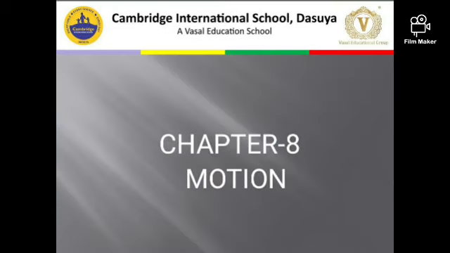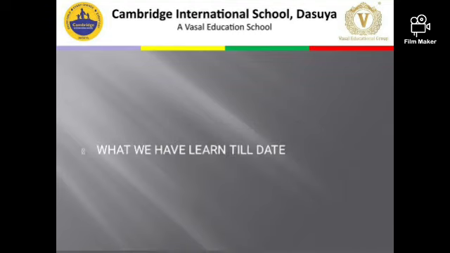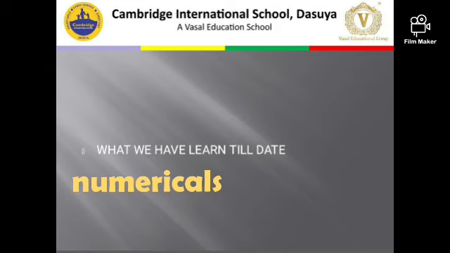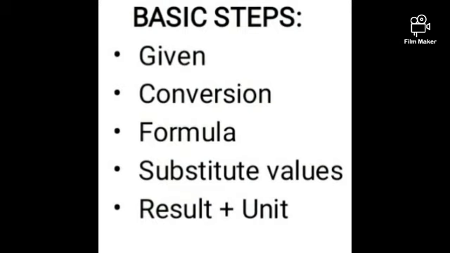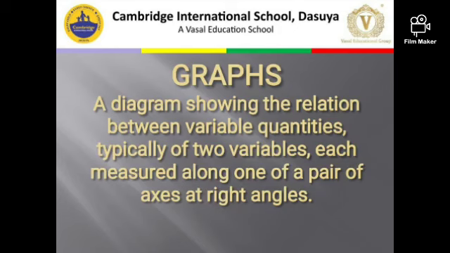So, before continuing the next topic, let's revise the topic which we have done previously. We understood what numericals are, how to do them, and we did numericals based upon distance, displacement, then based upon velocity, speed, and acceleration. We also understood how we have to solve the numericals by following the basic steps. So I hope all those things are clear to you. Now I'm taking you to a new concept, that is of graph.